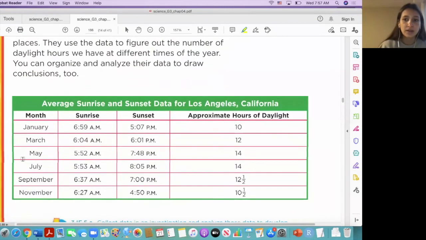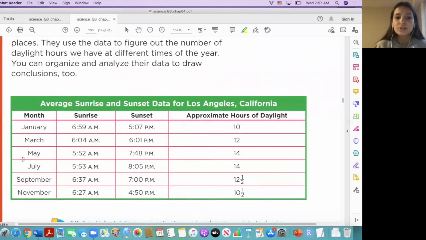Okay, so let's look at the chart that they created. They read a lot of important information, and they decided to take the important stuff and put it into this chart. What's the title of the chart first? The title is Average Sunrise and Sunset Data for Los Angeles, California.